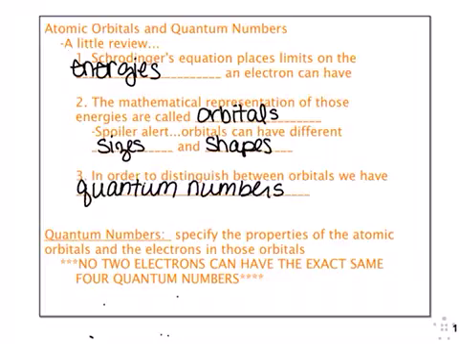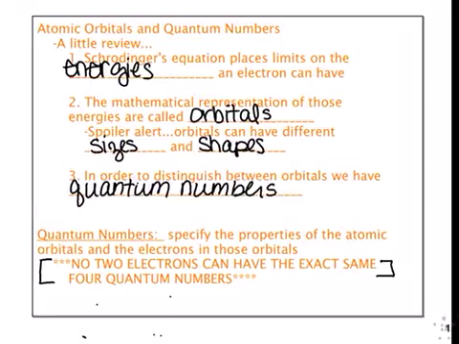Quantum numbers specify the properties of an atomic orbital and the electrons in those orbitals. It is insanely important that you remember that no 2 electrons can have the exact same 4 quantum numbers ever. And so that's a way to kind of check if you have the correct answers going into these problems. If your electrons have the same 4 quantum numbers, something has gone awry.